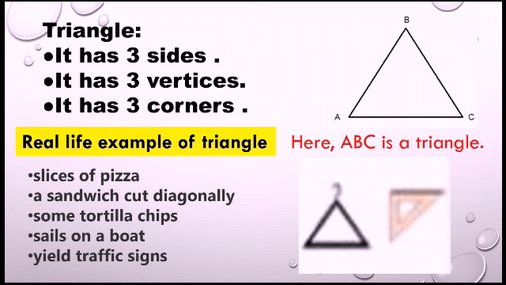Now, a few real life examples I have given here, that is slice of pizza. When we are giving the example, you have to check the shapes, not the thing. So slice of pizza shapes: a sandwich cut diagonally, some tortilla chips shapes, sails on a boat, L traffic signs.